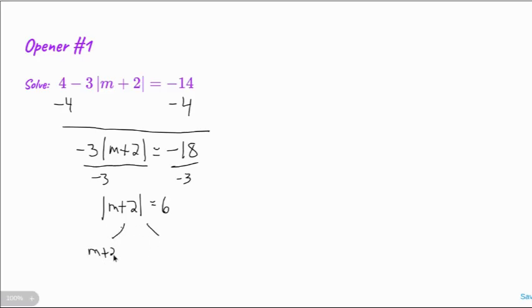M plus 2 equals 6. M plus 2 equals negative 6. And when we subtract 2, we get 4, and we get negative 8.